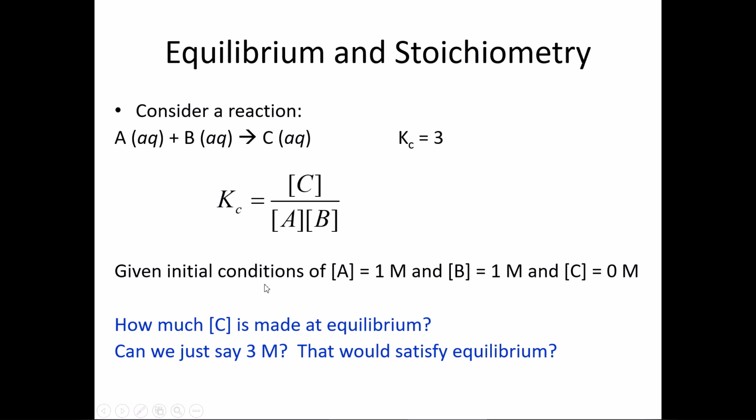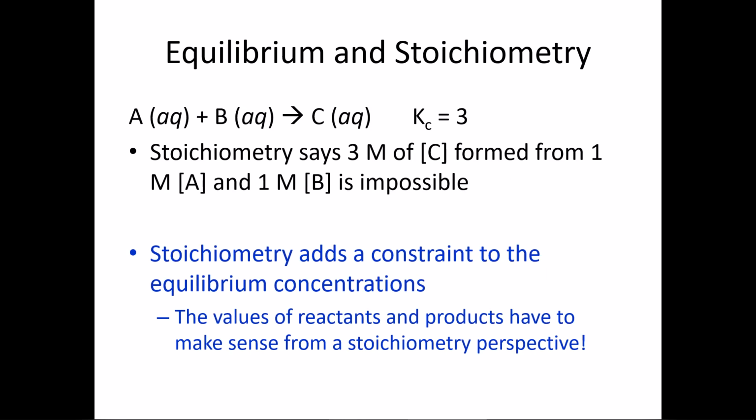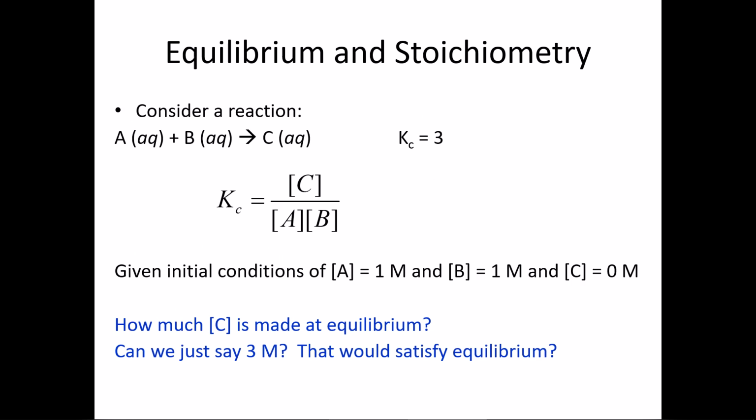But what if we start with 1 molar A and 1 molar of B in a reaction that produces product C? How much C should we have at equilibrium? Well, if our K equilibrium value is 3, then we can try to figure this out. Alright, so first let's say that we want to calculate our Q value. Well, if we have no products, so C is 0, our Q value should be 0. Okay, Q is less than K, so we know we're going to be making product, we're going to be making C.